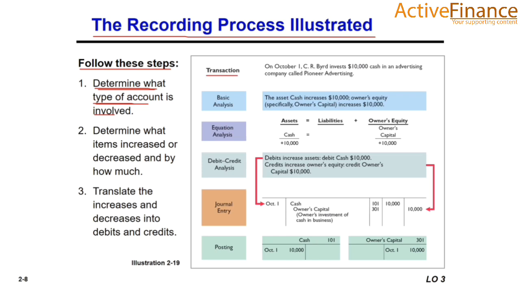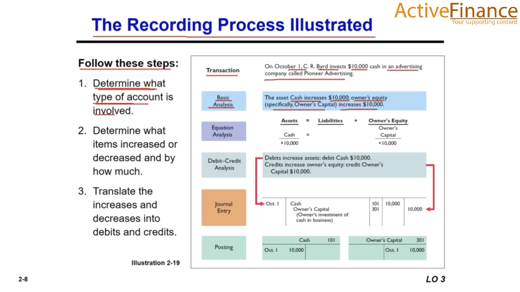So this is the transaction. First, on October 1, C.R. Baird invests $10,000 in cash in an advertising company called Pioneer Advertising. Here we determine what types of accounts are involved. This is the basic analysis. The asset cash increases by 10,000, and owner's equity, specifically owner's capital, increases by 10,000.